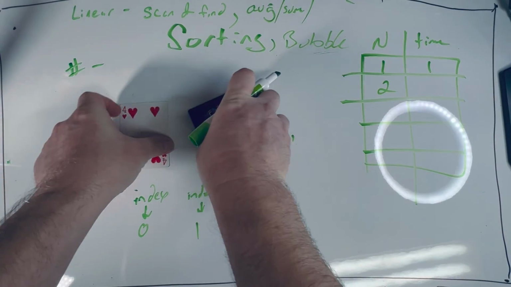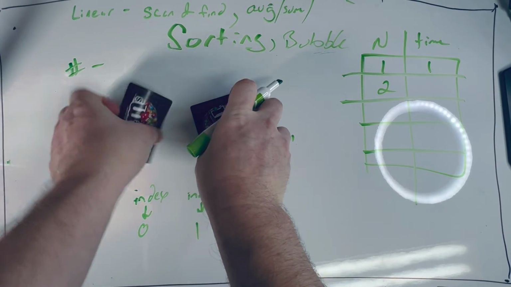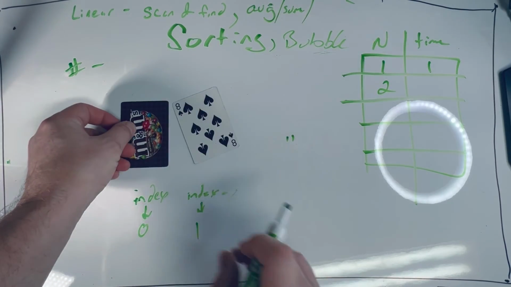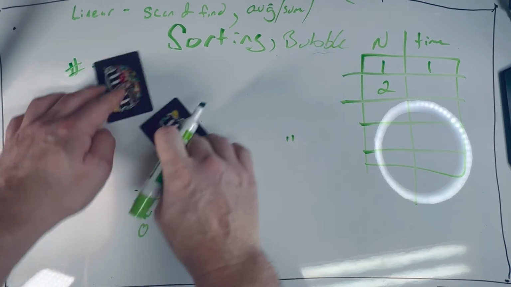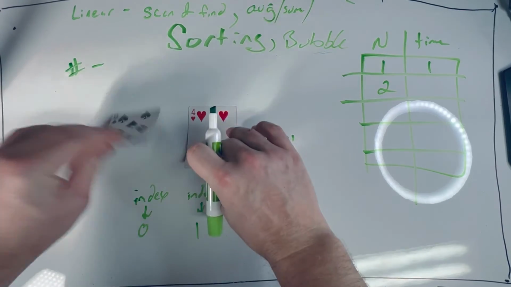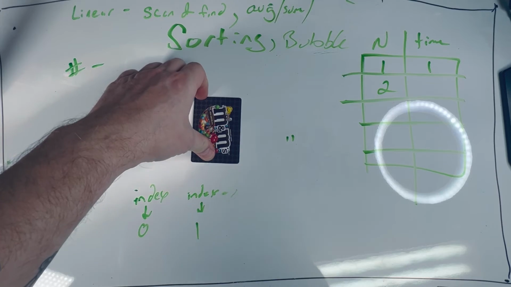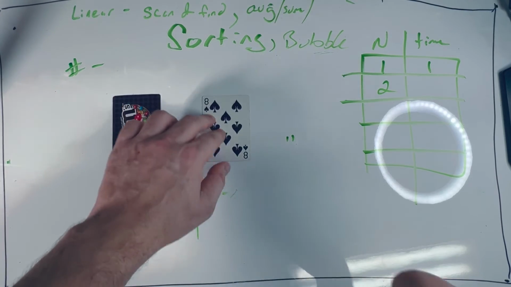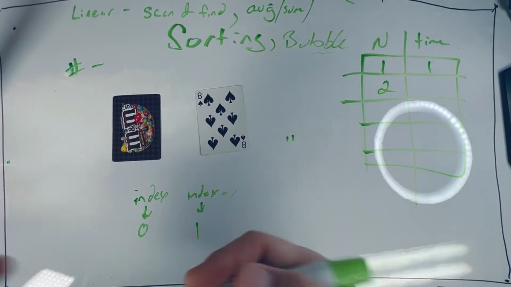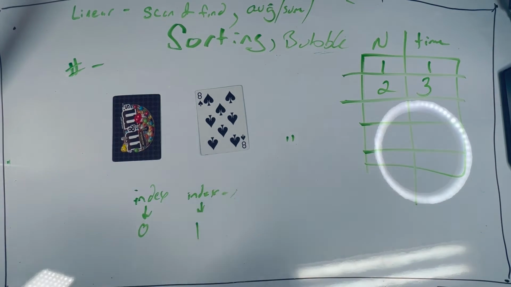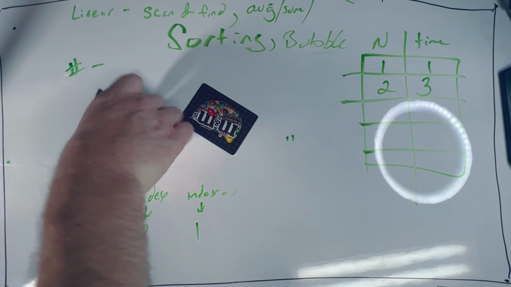I looked here, that's 1. Looked here, that's 2. Swapped it. And then, to make sure, I have to check that this is the last number, which in this case it is. I could probably shortcut it, but effectively that took me 3 times. Three checks. Okay.